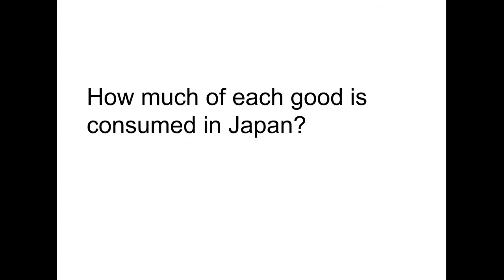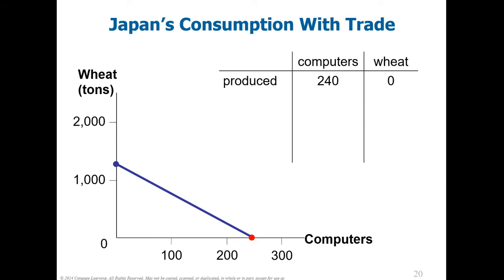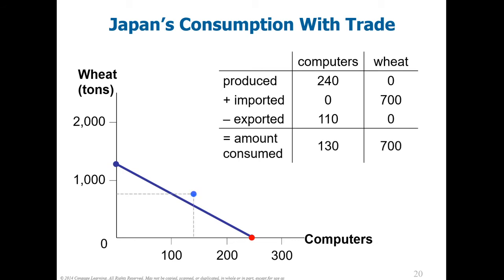How much of each good is consumed in Japan? So they had 240 computers, zero wheat. They got 700 wheat from us, but it cost them 110 computers. Okay, they have 130 computers, 700 tons of wheat, which was more, again, for them also. So both countries in this case are benefiting from trade, right? If they specialize in producing what they do better, both countries are better off.